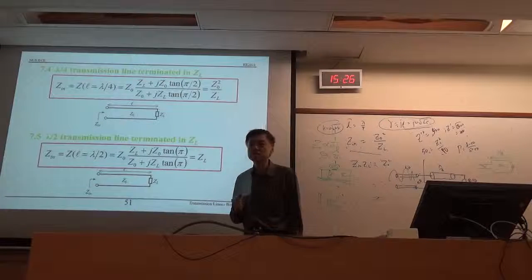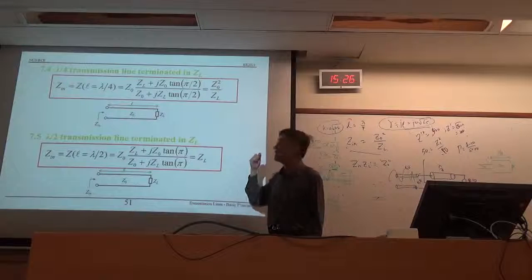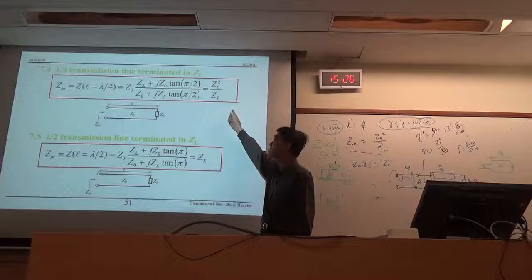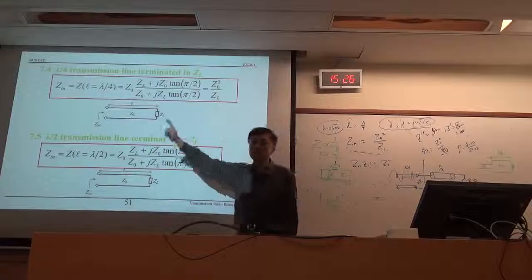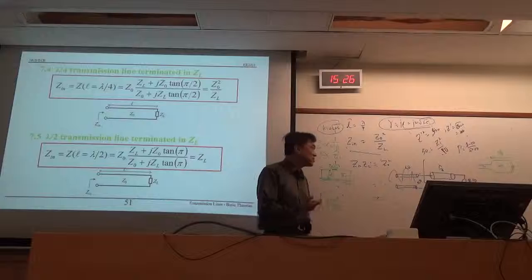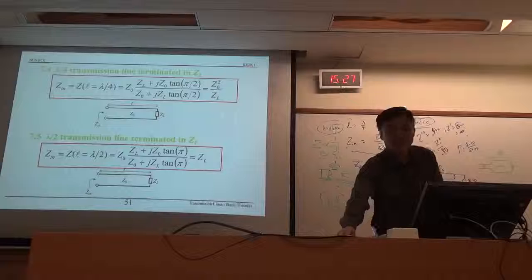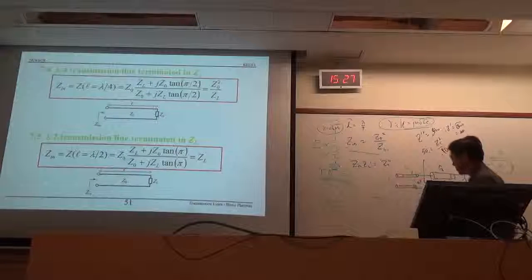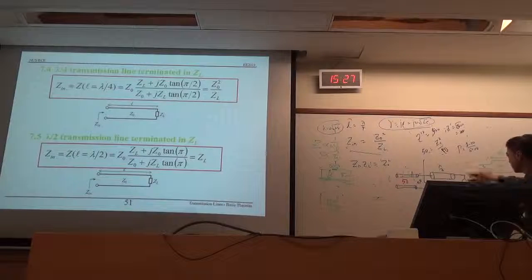That means you can use that particular formula. This is an important formula, Zi equals Z0 squared over ZL. Use that particular formula to provide a certain matching. Let's say I have a circuit whose characteristic impedance is equal to 50, and I need to connect it to an 8 ohm load.